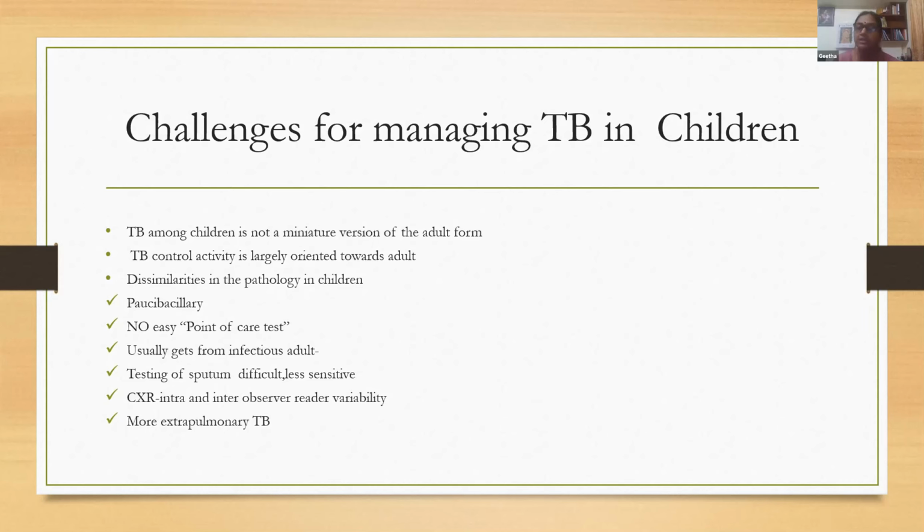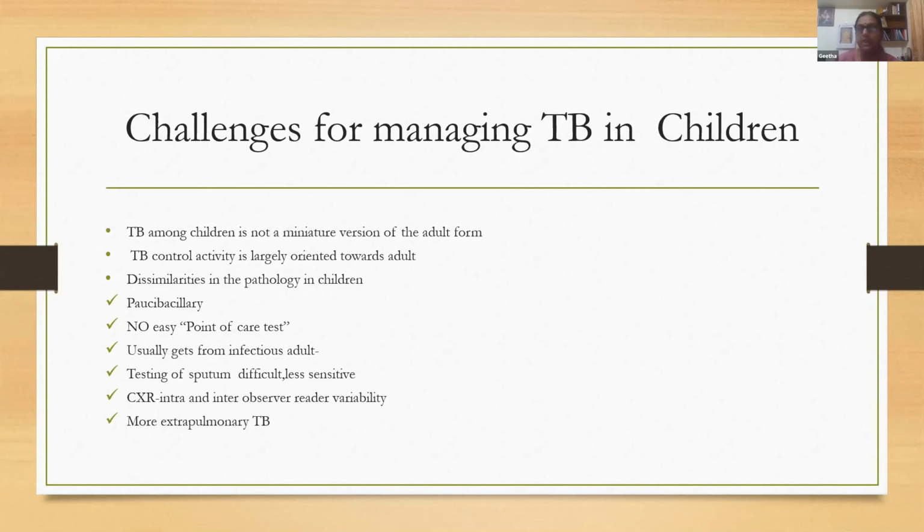That is, they are paucibacillary. So how to identify? There is no easy point of care diagnosis. That is a core thing. And usually these children get it from an infected adult. So contact tracing is also very important. And if there are other adults also, they can again get exposed to an infected adult in their lifetime. And getting the sputum in a pulmonary form is very, very difficult.